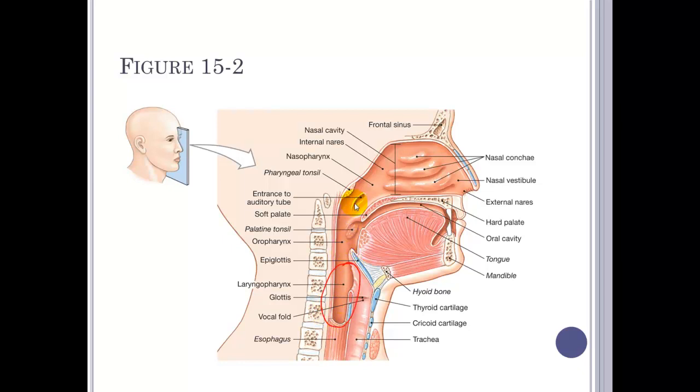Laryngopharynx, oropharynx, nasopharynx.